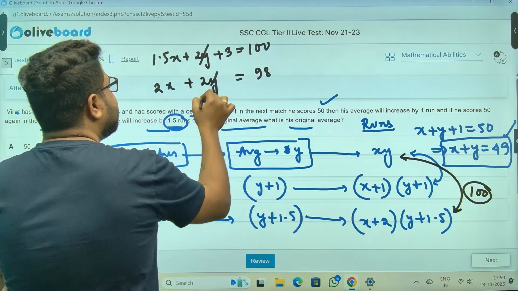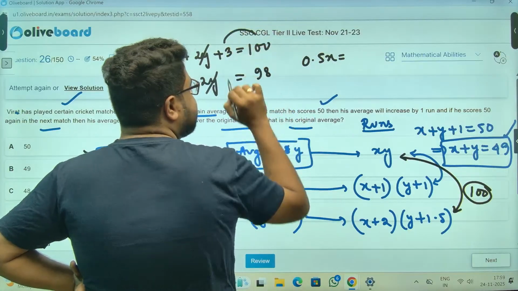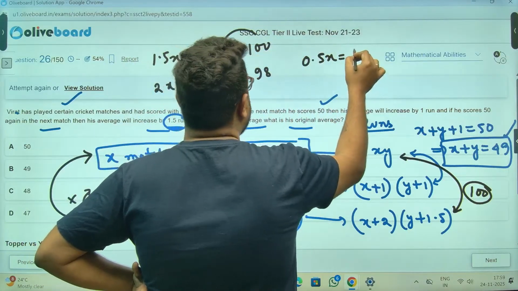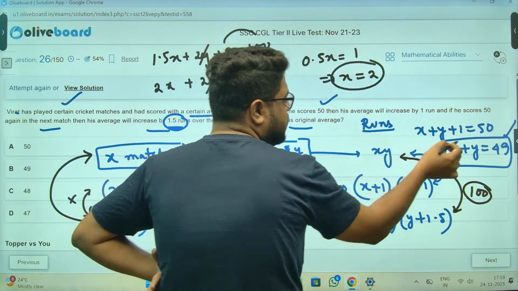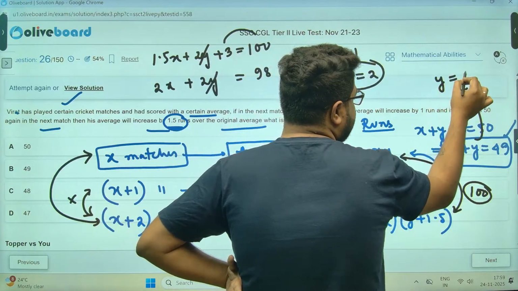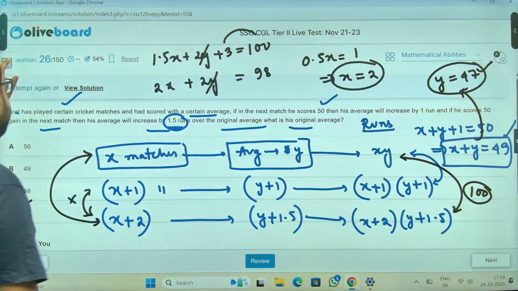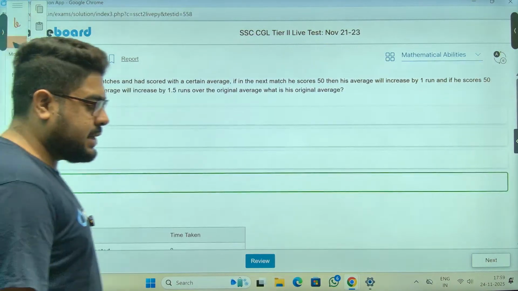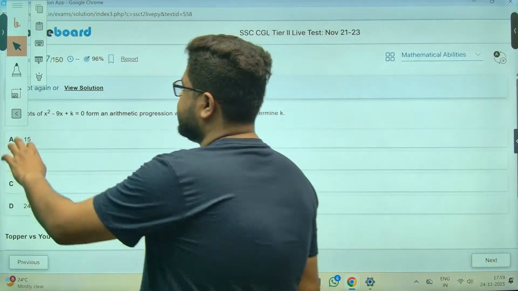So just cancel. So I'll get 0.5x. This will become 97. So minus, it will be, sir, 1. So x is 2, sir. So if x is 2, y will be what? Y will be 47. So original average was 47, sir, option number D. Option number D will be the correct answer. This was also a little on the lengthier side, sir.